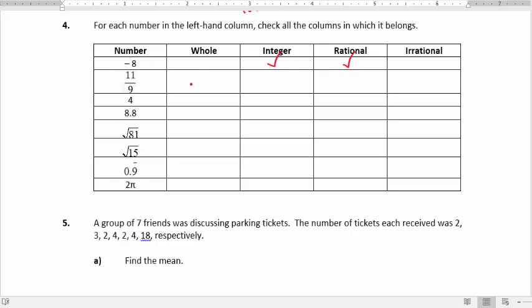And then 11 ninths, well, is that a whole number? No. Is it an integer? No. But is it a rational number? Yes, because it's written as a fraction with integer numerator and denominator. And then since it's rational, it can't be irrational.